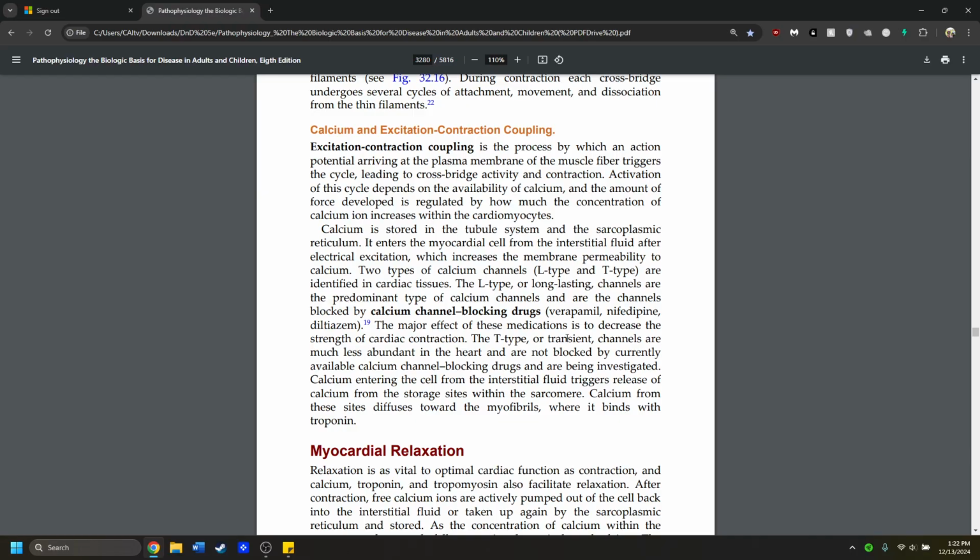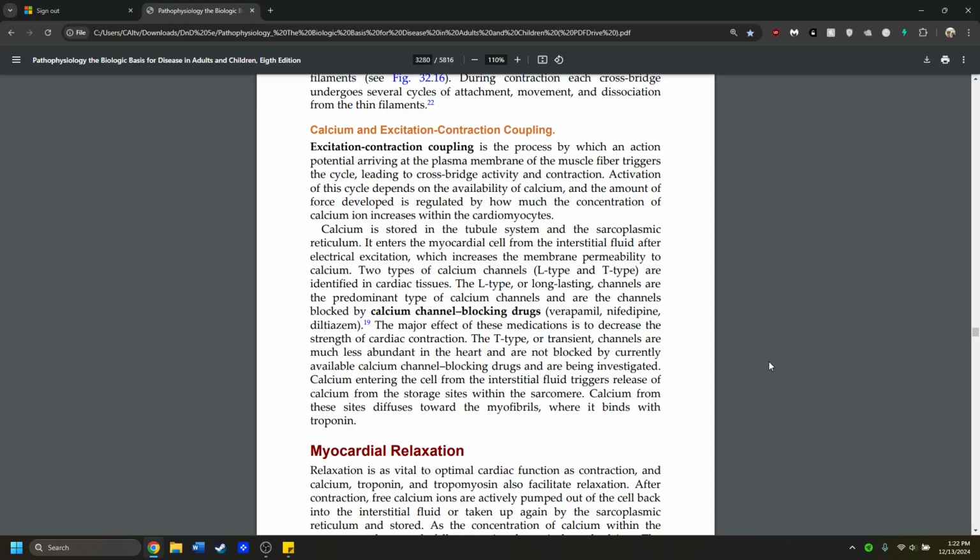Calcium is stored in the tubule system of the sarcoplasmic reticulum. It enters the myocardial cells from the interstitial fluid after electrical excitation, which increases the membrane permeability to calcium. Two types of calcium channels, the L-type and the T-type, are identified in cardiac tissues. The L-type, or long-lasting channels, are the predominant type of calcium channels and are the channels blocked by calcium channel blocking drugs such as verapamil, nifedipine, and diltiazem. The major effect of these medications is to decrease the strength of cardiac contraction.